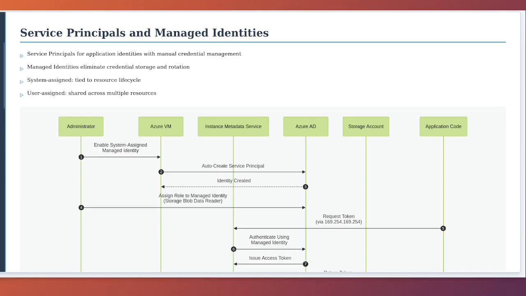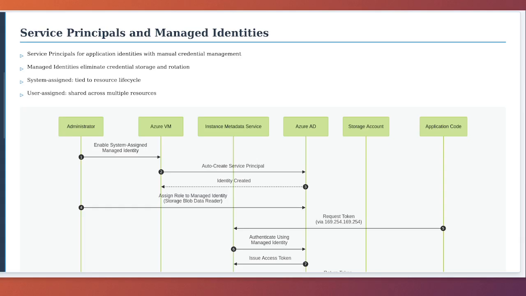After creating a service principal, you can generate a client secret like an AWS access key or use certificate-based authentication. You then assign Azure roles to this service principal just like you would to a user. Your application authenticates to Azure AD using the service principal credentials and receives a token to access Azure resources.